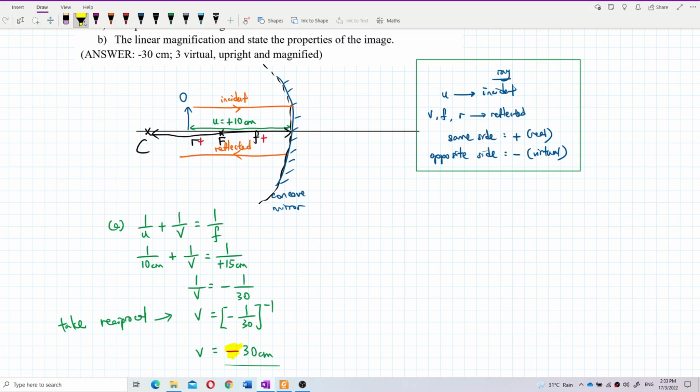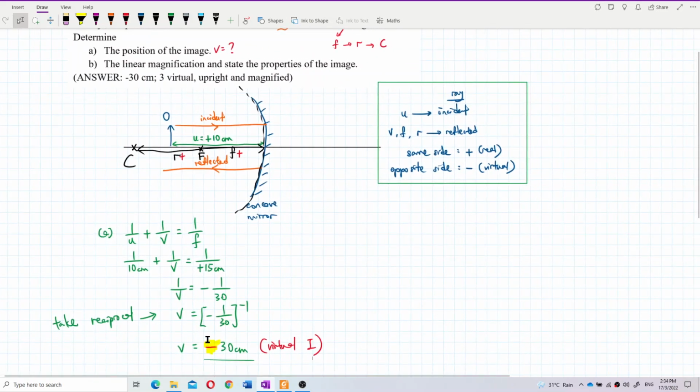So I got a negative image distance. Is this a real or virtual image? This is a virtual image. First of all, I want to ask you, where is this virtual image formed? This V is negative. V, focal length and radius are all compared with the reflected ray. Understand? Compare with the reflected ray.